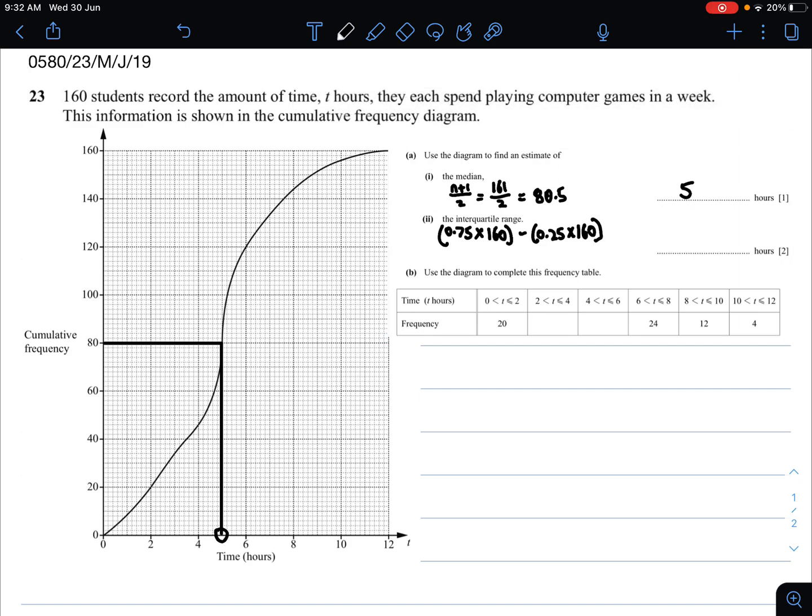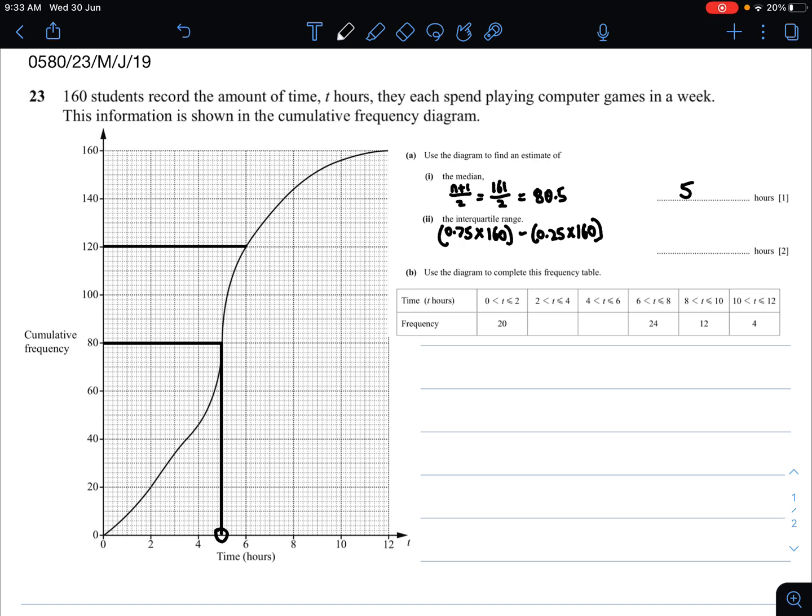So 0.75 multiplied by 160 will give you 120. So you make a line from 120 and join it to the graph like this. And you don't need to use this method. You can use the upper quartile and lower quartile formulas, which are 3 times n plus 1 by 4 and n plus 1 by 4 respectively.